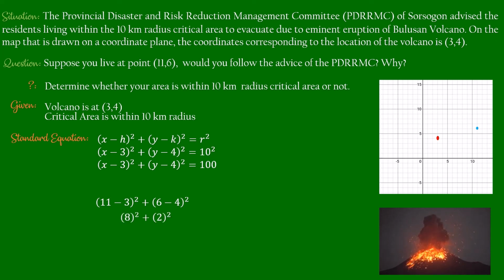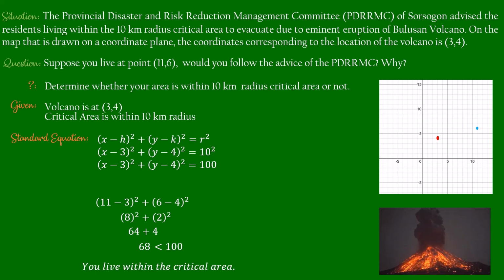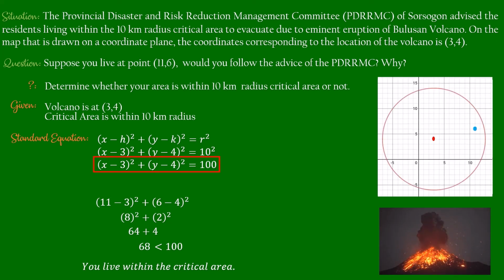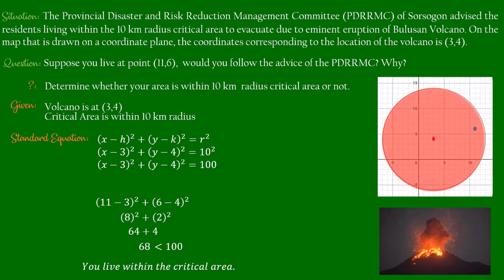Now, simplifying, we will have 8 squared plus 2 squared, and that is 64 plus 4, which is equal to 68. And since 68 is less than 100, therefore, we can say that you are within the 10 kilometers critical area. Now take a look at the graph of this equation to verify if you are really within the critical area. So that is the graph, and you are really in the critical area. So hurry up and get ready to evacuate.